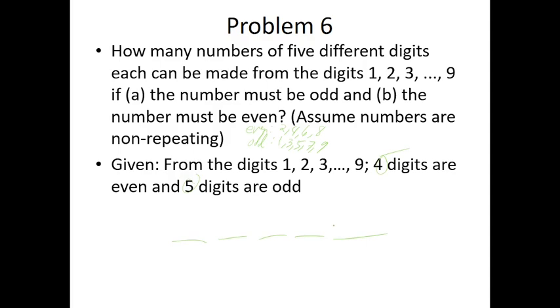How many numbers of 5 different digits each can be made from the digits 1 to 9 if the number must be odd? So, ibig sabihin niyan, bubuo ka ng isang 5-digit number na kung saan iba-iba. Iba-iba na number. Unique lahat ng mga digits. Okay? Sa bawat place. Meron kang units place, tens place, hundreds place, thousands place, 10,000s place. O, iba-iba ng digit sa bawat place.